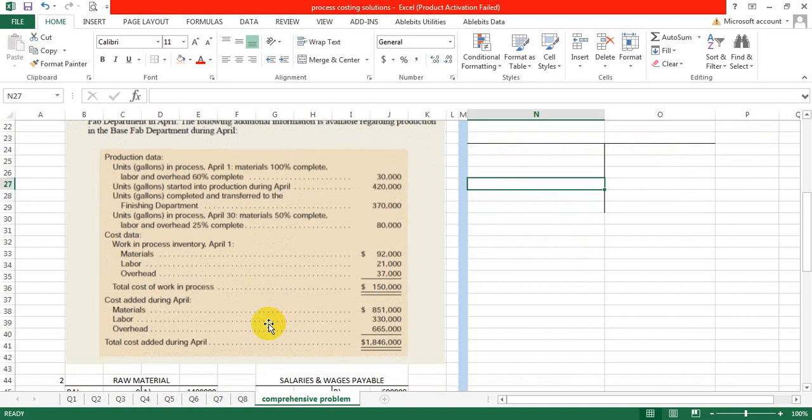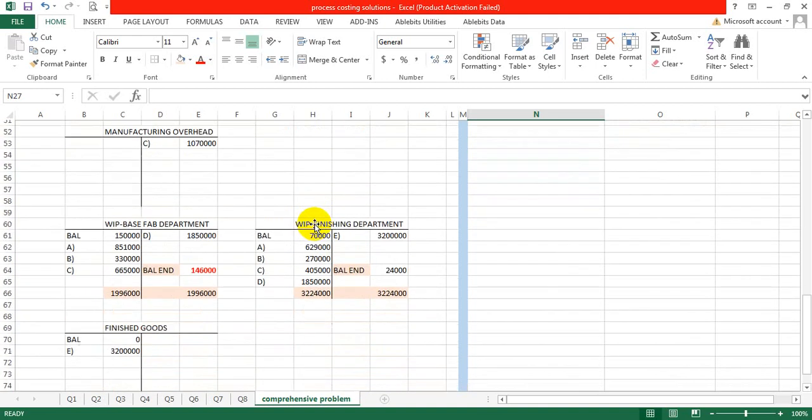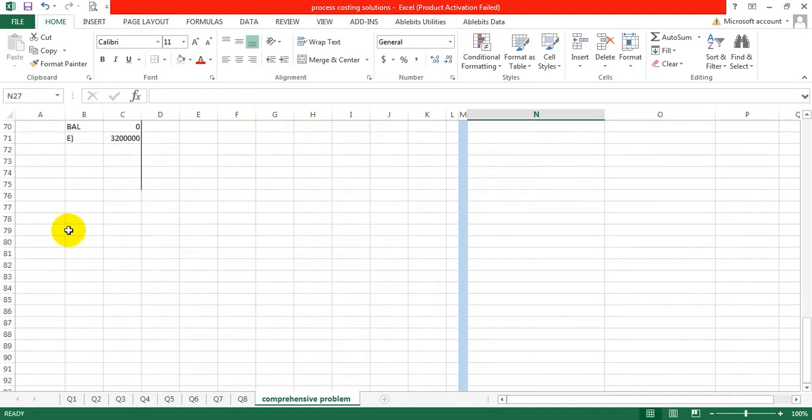The number one, first we will calculate the equivalent unit of production, right? If we want to calculate the ending work in process or unit transfer out cost, we first need to calculate the equivalent unit of production. Okay, EUP, equivalent unit of production.